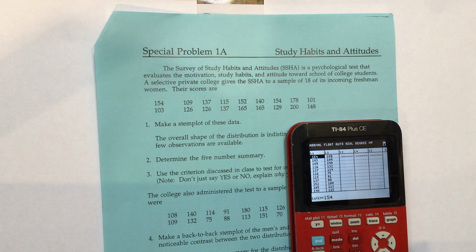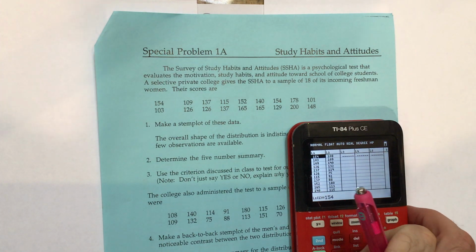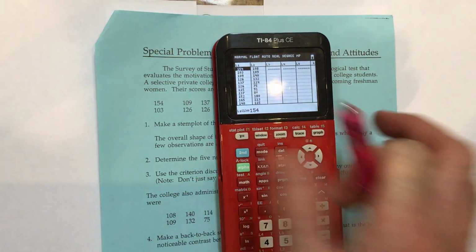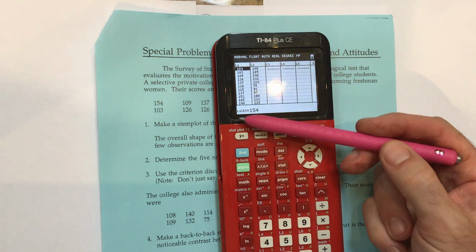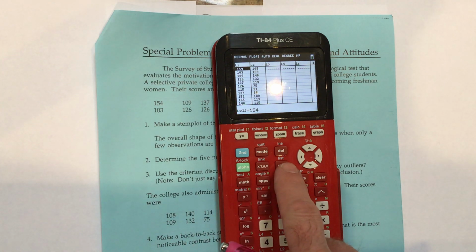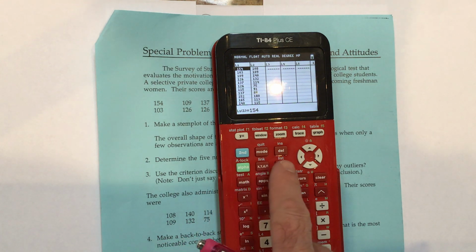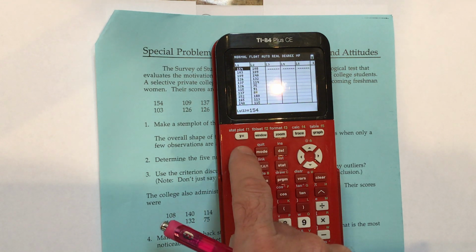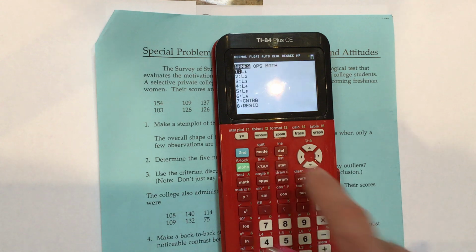Okay, so number 1, it says make a stem plot. Well, it'd be nice if these values were in numerical order. And I'm going to show you something you can do with your calculator. You can ask your calculator to sort a list in either ascending or descending order. Okay, so here's how we do it. Right above stat, you see the list feature. So I'm going to go there. To access those keys, we press second and then the stat key.